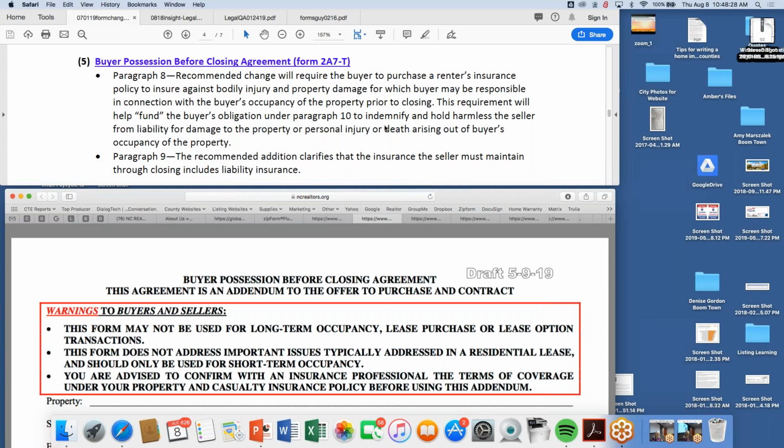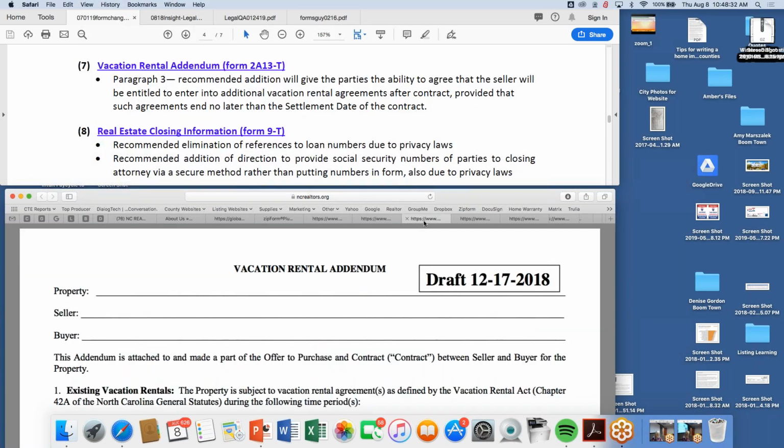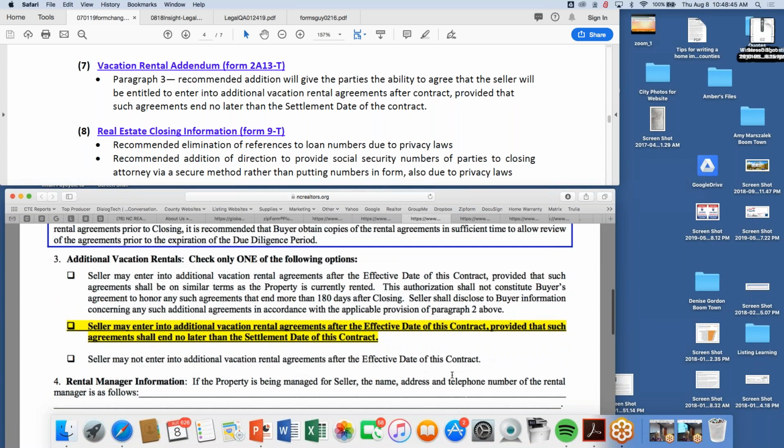So I wanted to touch on vacation rental. And there is a new piece in vacation rental. And I'm sure a lot of us don't even think about vacation rental, but at the beach and in the mountains, vacation rental is happening every day. And so I wanted to be sure to touch on this new piece.